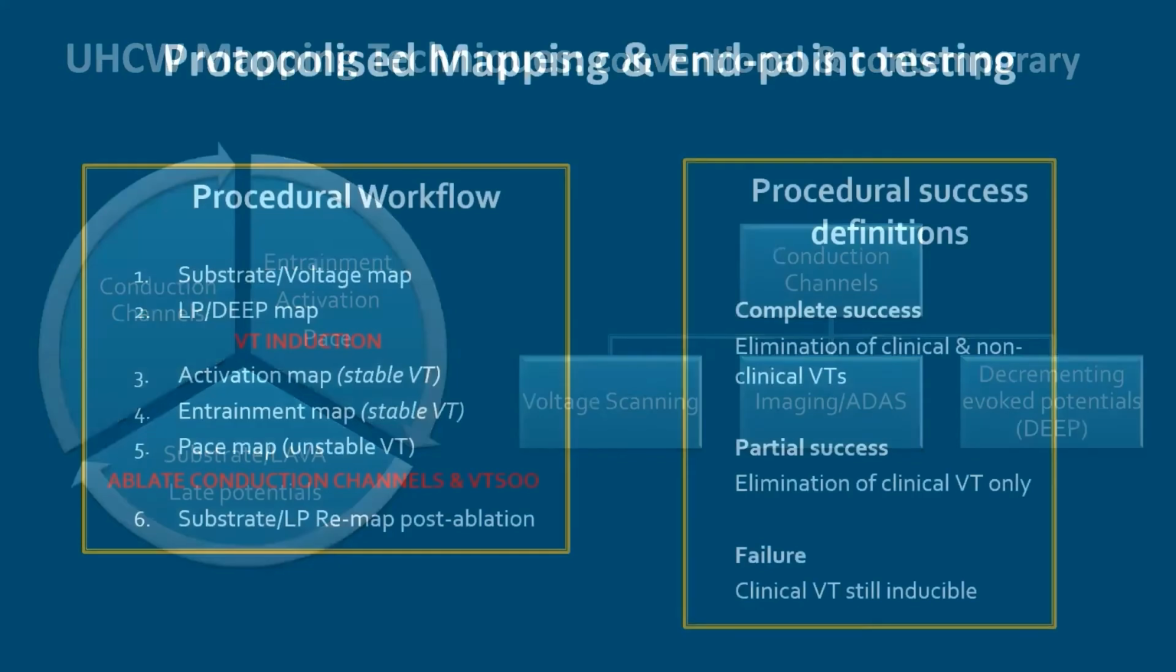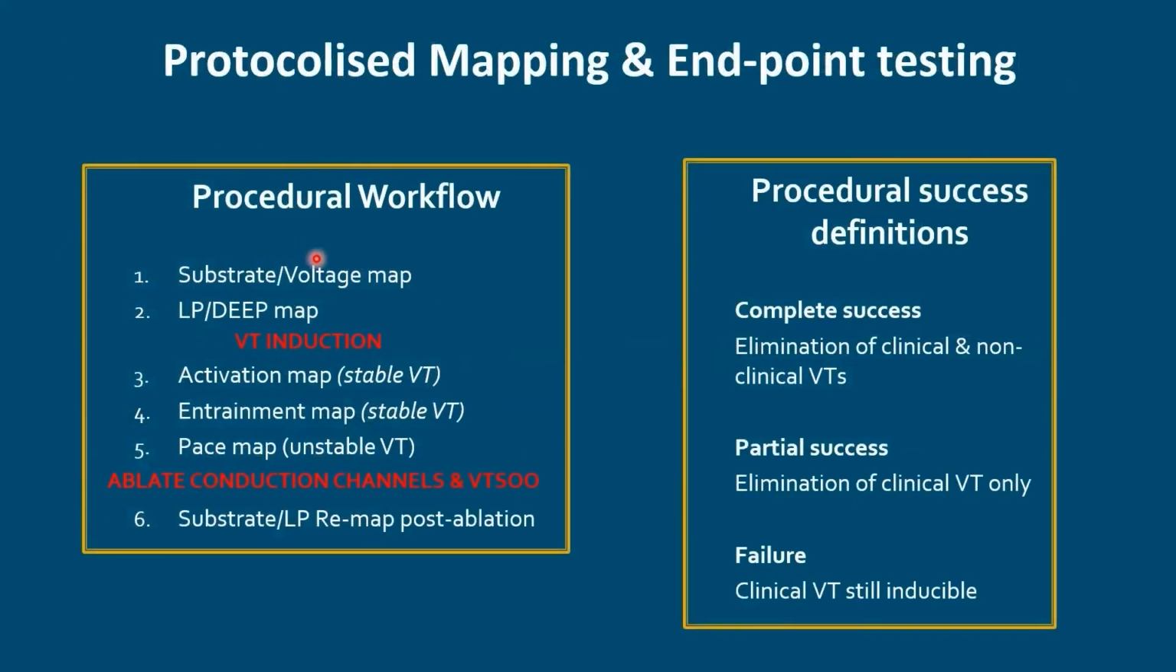Our workflow is to identify a substrate map, followed by late potential deep mapping. We then try to induce VT in every case. If we have a stable VT, we'll perform an activation map and an entrainment map, and pace mapping if the VT is unstable. However, with strategic activation mapping, stamp mapping, if your VT is unstable and you have your mapping catheter placed where you think the isthmus is, even a few beats of an unstable VT can give you really nice electrogram data of mid-diastolic potentials.